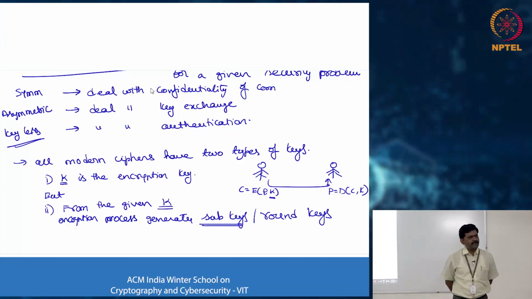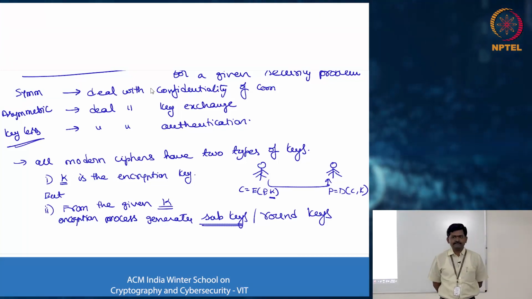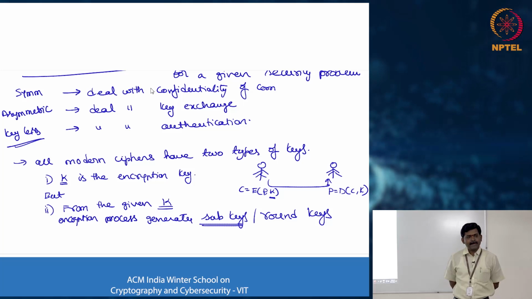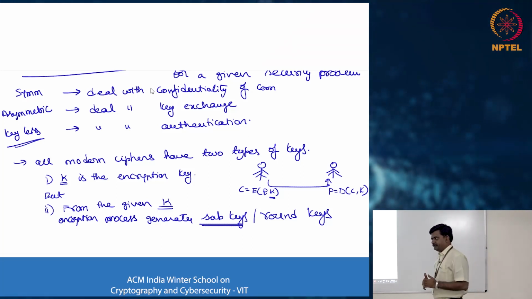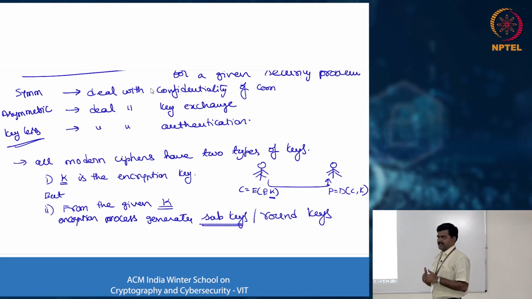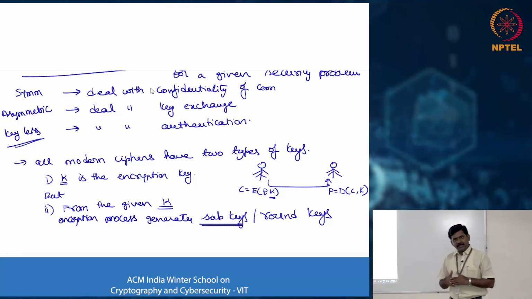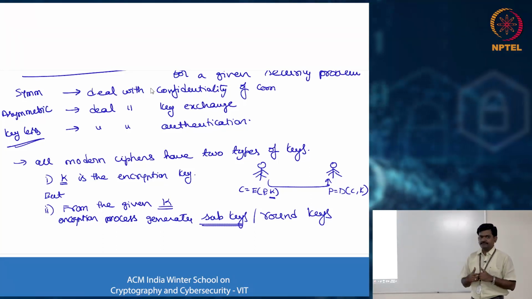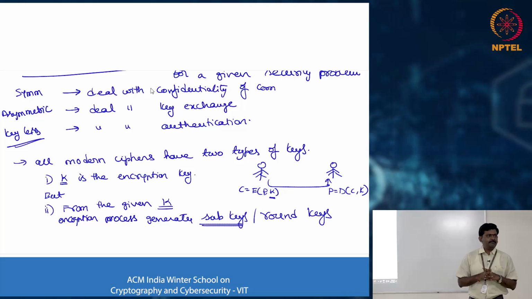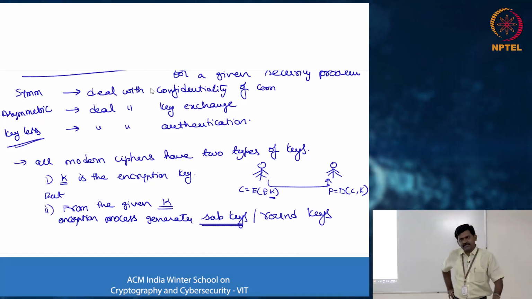What did we do with the affine? Affine. You did first multiplicative, then what did you do? Take the ciphertext, perform again what? Additive cipher. So 2 times you have done. Okay.